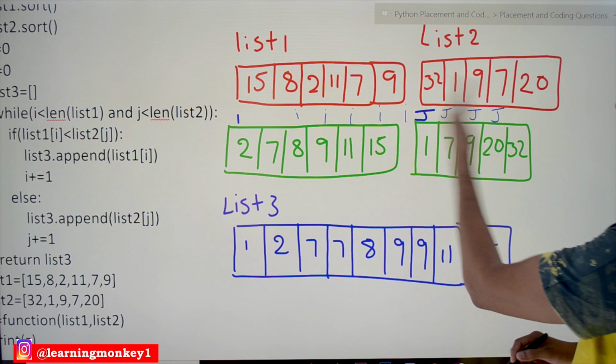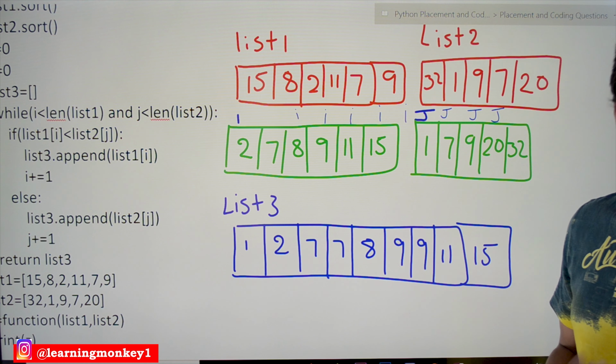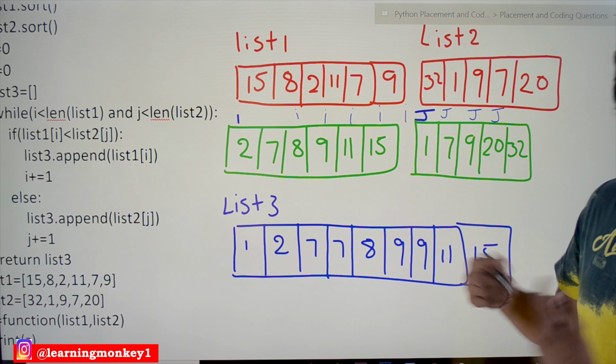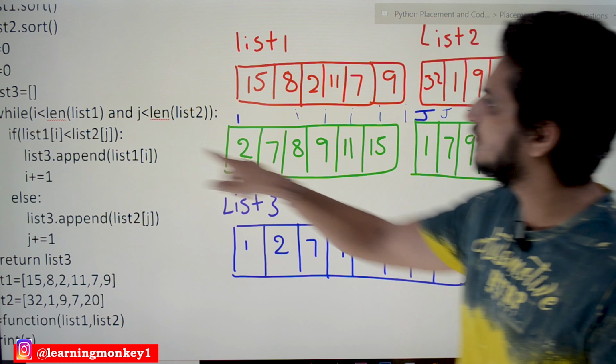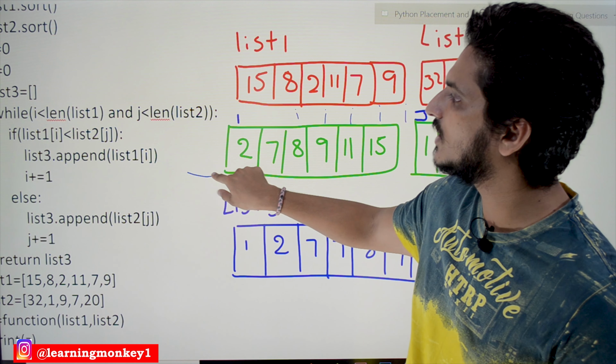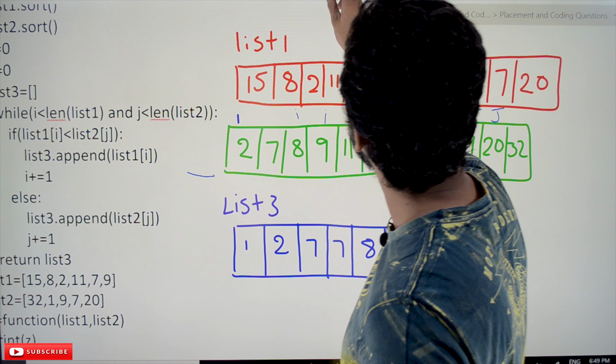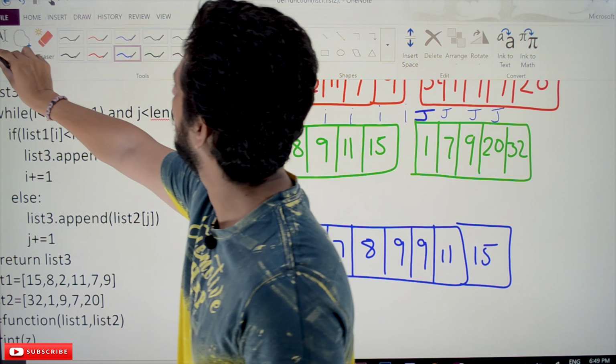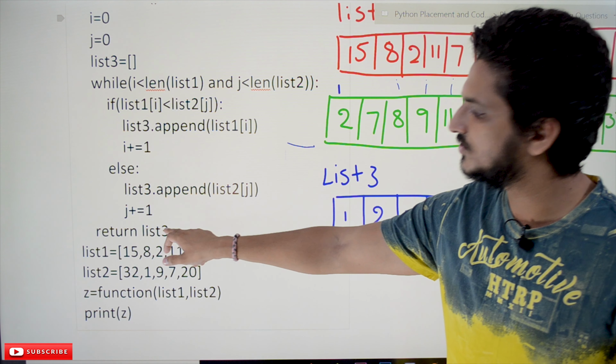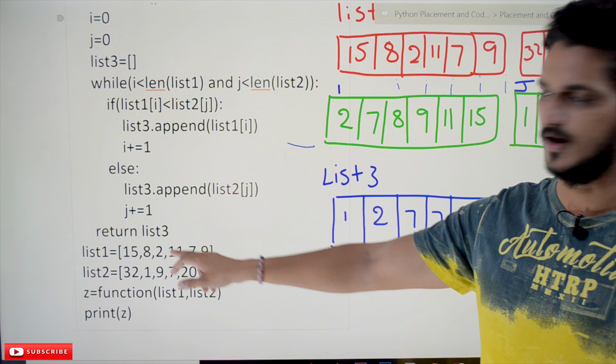i is moving away from the list, means it is going beyond the length of the list. So this condition fails. Whenever this condition fails, it will come out of the loop, and after coming out of the loop, it is returning list 3. Third list is returning back.